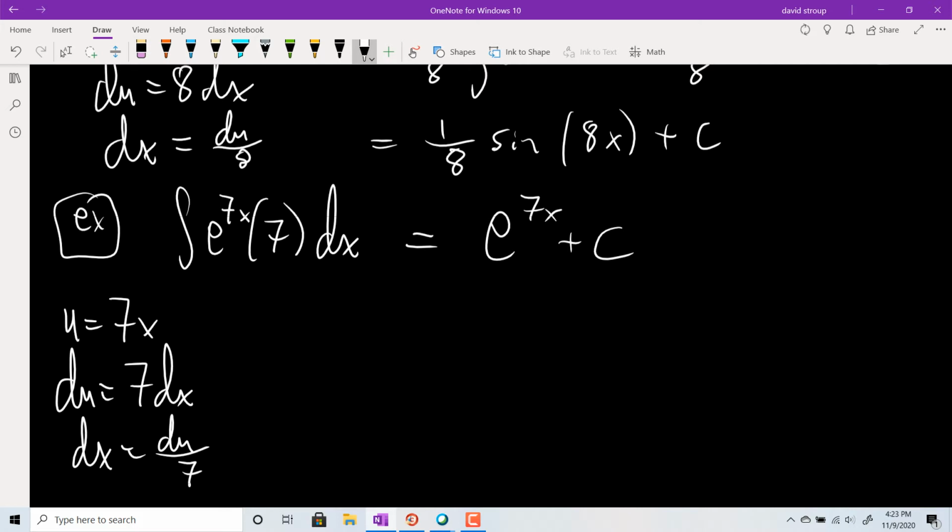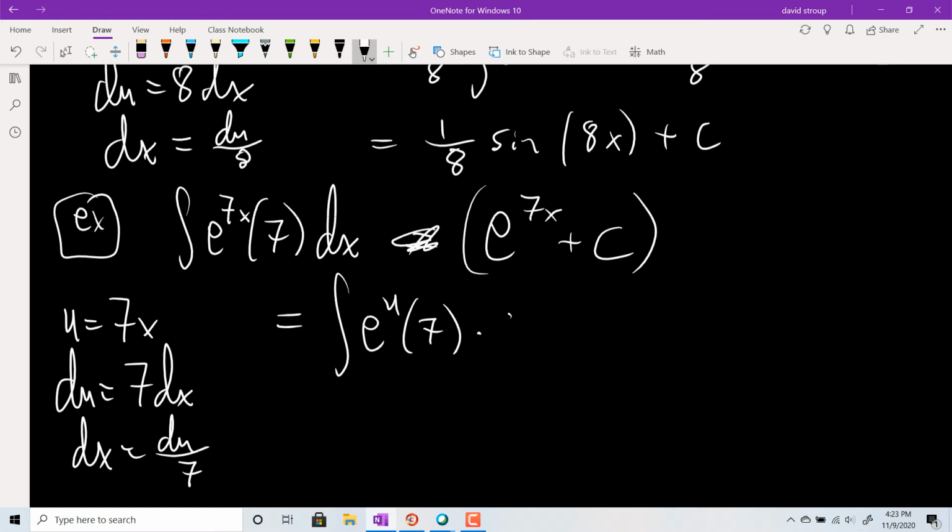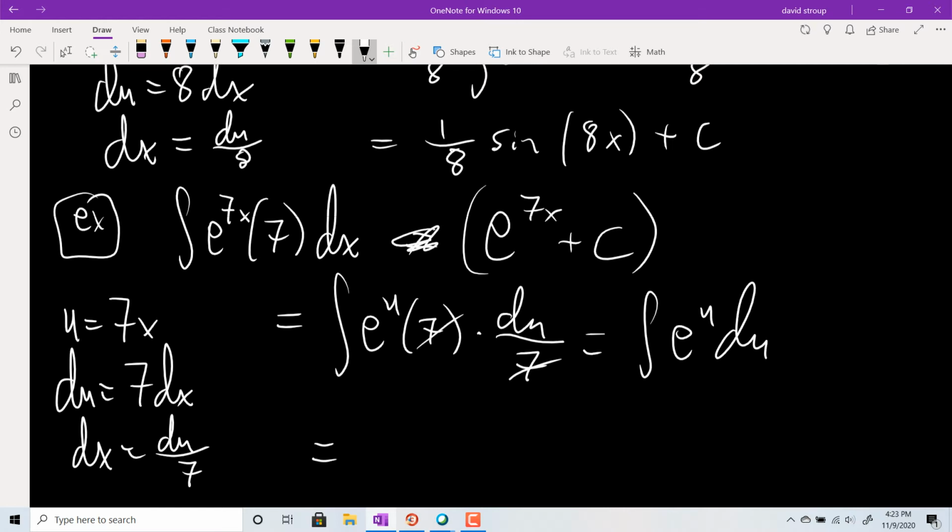So if we didn't know the answer, we could still use the u sub to figure it out, right? You'd have the integral of e to the u times 7 times du over 7. The 7's would cancel out, and you'd have the integral of e to the u du. Of course that would just be e to the u plus c, and then you back sub, and you get e to the 7x plus c.